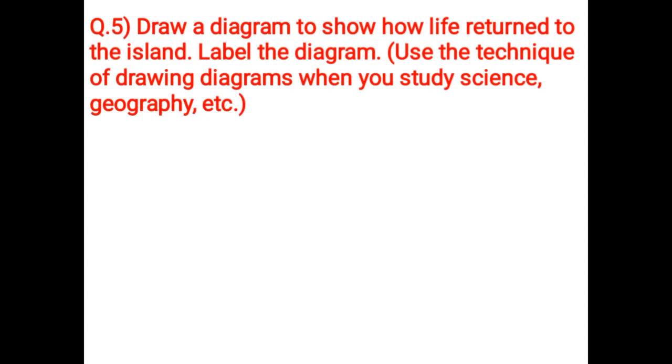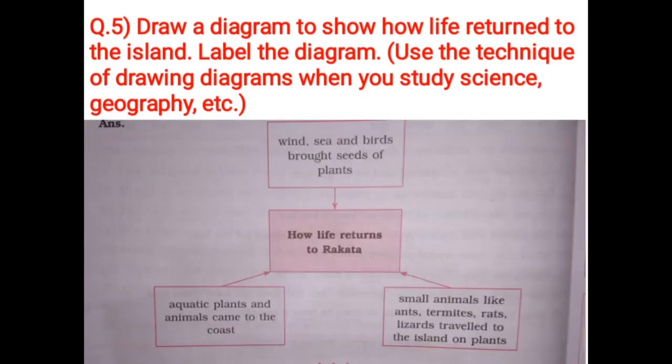Draw a diagram to show how life returned to the island. Label the diagram. Use the technique of drawing diagrams when you study science, geography, etc. How life returns to Rakata: wind, sea and birds brought seeds of plants. Aquatic plants and animals came to the coast. Small animals like ants, termites, rats, lizards traveled to the island on plants.